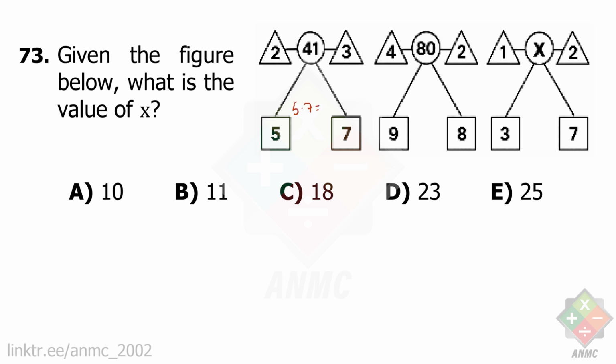5 times 7, 35. 2 times 3, 6. 35 plus 6 is 41. 9 times 8, 72. 4 times 2, 8. 72 plus 8 is 80. 3 times 7, 21. 1 times 2, 2. 21 plus 2 is 23. The answer is D.